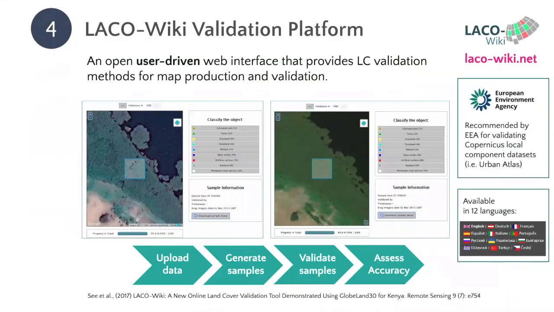The last one is the expert validation tool. This one is actually recommended by the European Environmental Agency for validating Copernicus Local Component datasets. Anyone who is creating maps comes to the point where you need to state some accuracy numbers, you need to validate. This app is created to facilitate the validation process, meaning you would upload your dataset, generate a sample, or upload your own sample, and then share that with your colleagues or wherever your community is to help you validate this dataset. Then you get your accuracy numbers, and that hopefully would help you speed up your validation process.